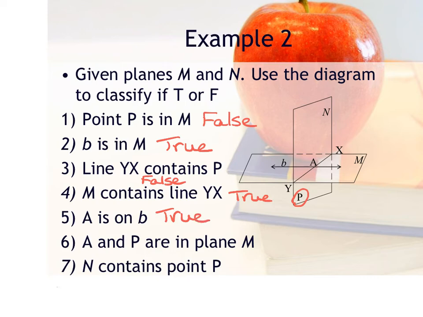And then number 6, points A and P are in plane M. Are both of those points in M? No, it's false. Which point is in plane M? A. Only A, yep. And then plane N contains point P? True. Pretty good?